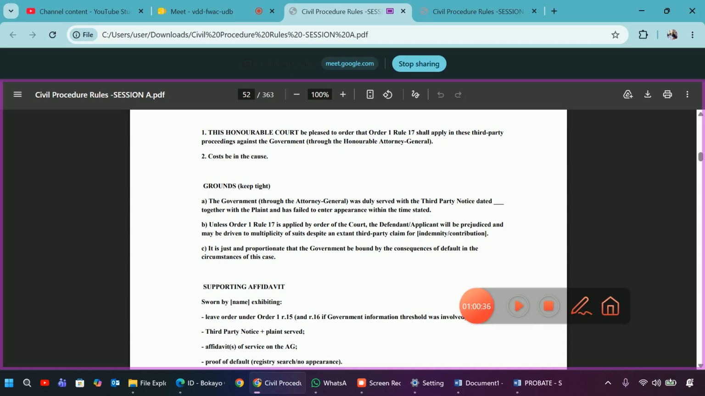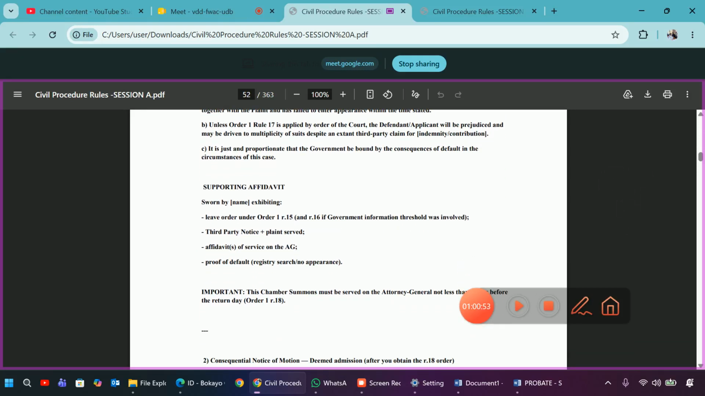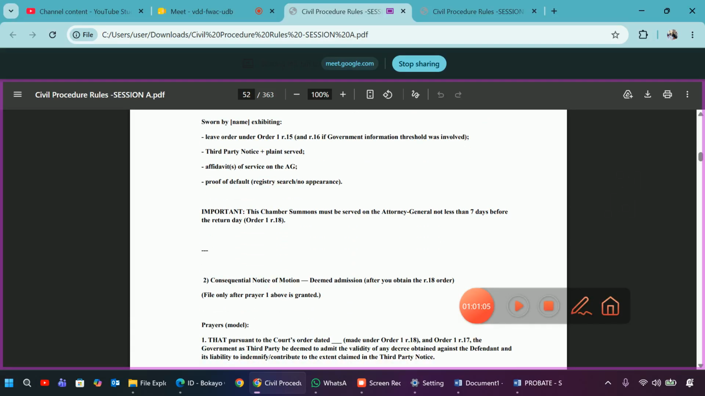Unless Order 1, Rule 17 is applied by order of that court, the defendant or applicant will be prejudiced and may be driven to multiplicity of suits despite an extant third-party claim for indemnity and contribution. It is just and proportionate that the government be bound by the consequences of default in the circumstances of this case. So leave is sought under Order 1, Rule 15 and Rule 16 if the government threshold was involved, that the party was properly served. Important to note is that this chamber summons must be served on the AG not less than 7 days before the return day.